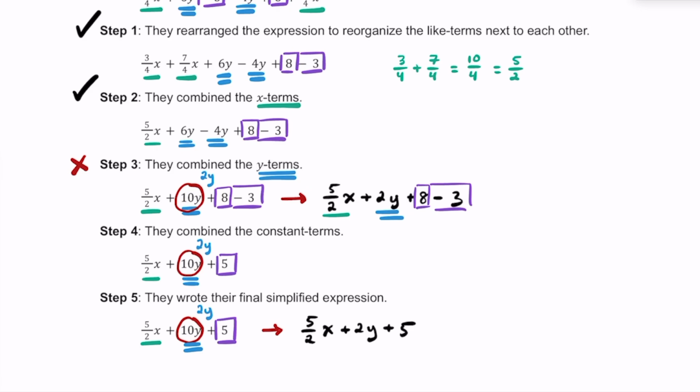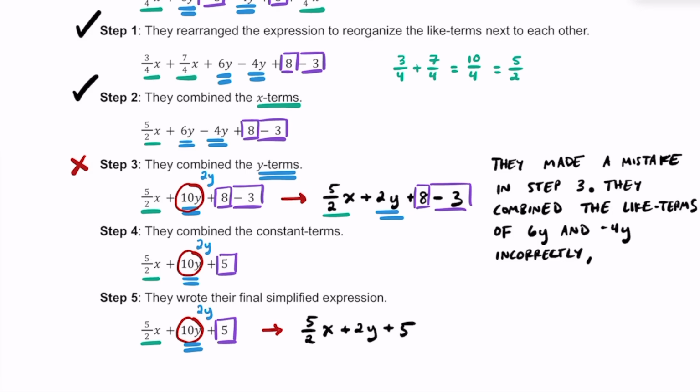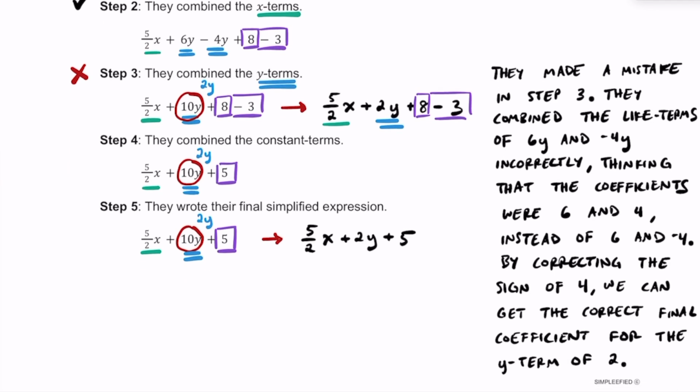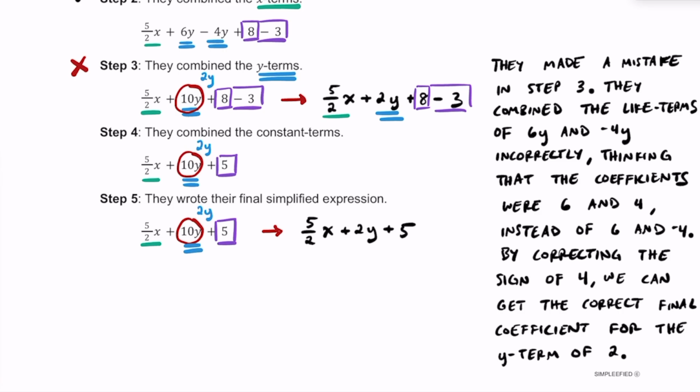So keep in mind that the directions did say we had to explain what went wrong and how we fixed it. So we can start off by saying that they made a mistake in step 3, as they combined the like terms of 6y and negative 4y incorrectly, thinking that the coefficients were 6 and 4, because that's how they got 10, instead of their actual coefficients of 6 and negative 4. And then finally, by correcting the sign of the 4 and making it a -4, we can get the correct final coefficient for the y term of 2. So that was the only thing that we really had to fix here.